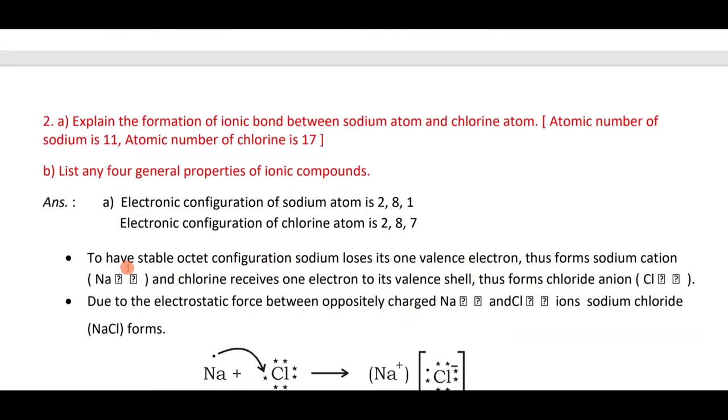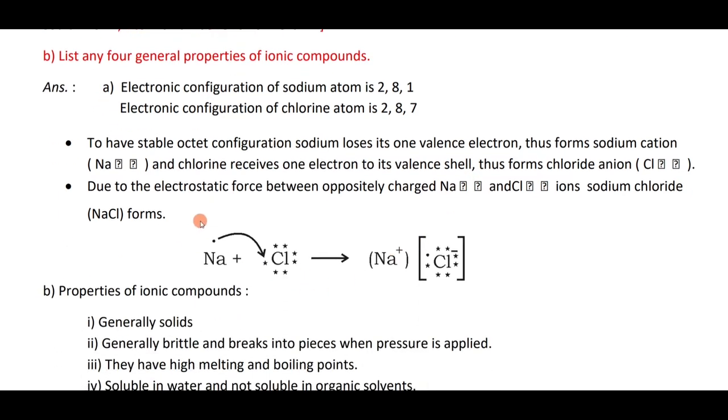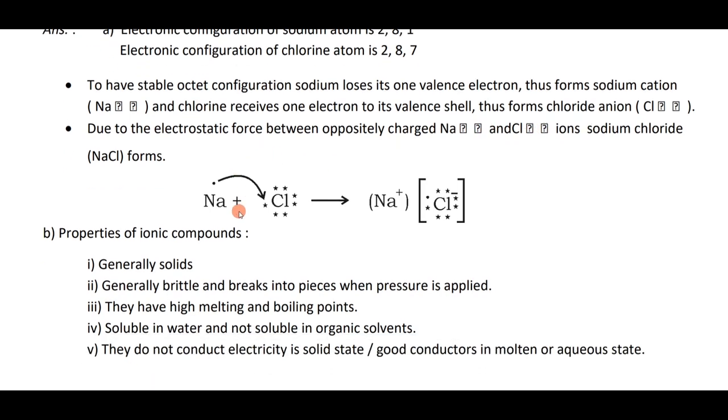To have a stable octet configuration, sodium loses its one valence electron, thus forms a sodium cation, and chlorine receives one electron into its valence shell, thus forms a chloride ion. Due to the electrostatic force between the oppositely charged Na plus and Cl minus ions, sodium chloride is formed. This is how the structure will be.